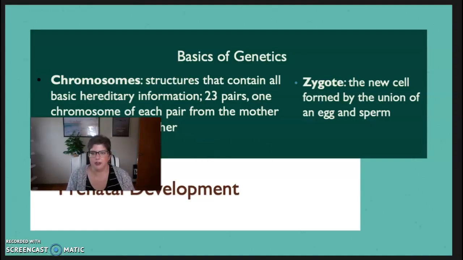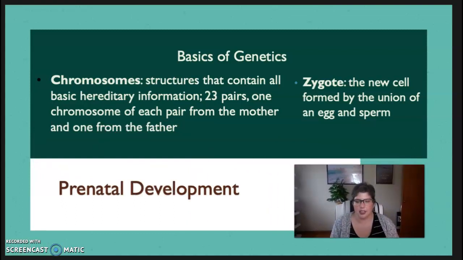Okay, so prenatal development, basics of genetics. We all have 23 pairs of chromosomes. One comes from our mom, one comes from our dad. Our chromosomes are filled with thousands of genes that make us up.